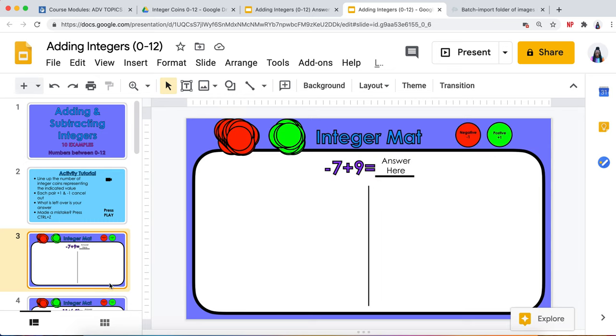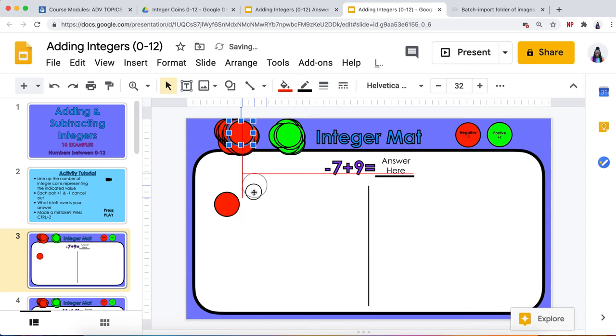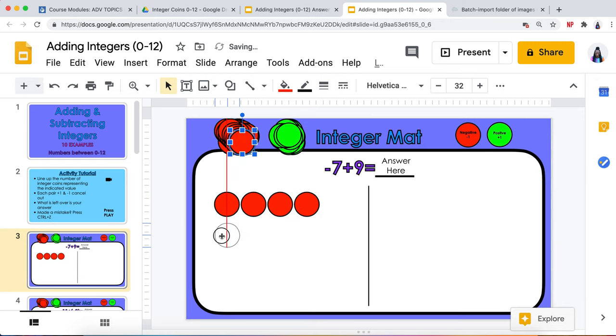So you have a problem like -7 + 9. What I would do is I would start with the number that has the smallest absolute value. In this case, that's -7. So negatives are red. So we're gonna go ahead and drag -7 negatives, 5, 6, and then 7.